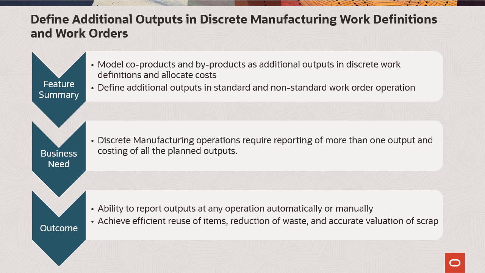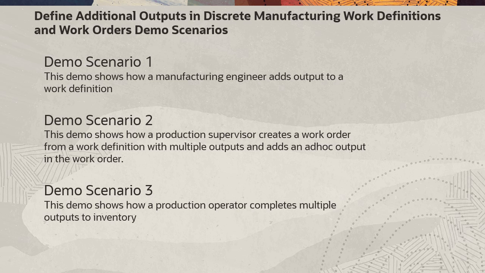You can also add additional outputs in work order operations for standard and non-standard work orders. The outputs are displayed in Work Order Traveler. You can print labels for the outputs. This demo shows how defining additional outputs in discrete manufacturing work definitions and work orders enhances your business.